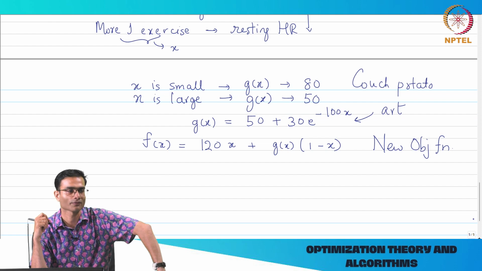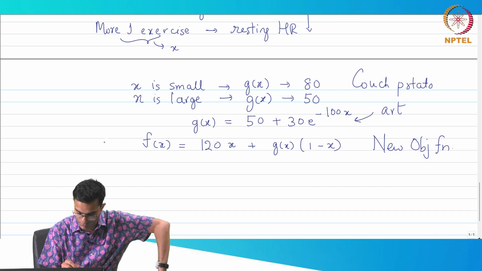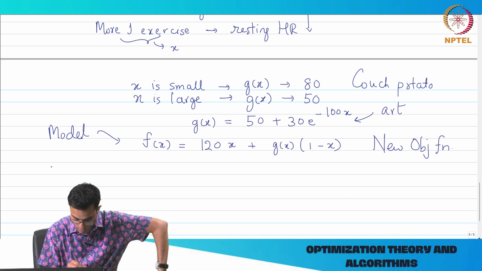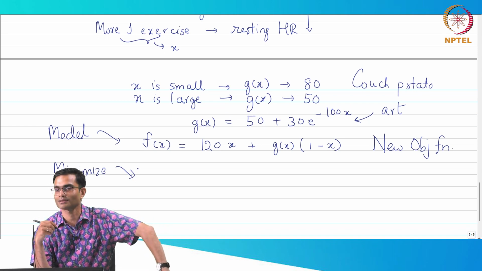This is the number of beats in a day, right? I want to minimize it. So this is the model. Now I want to minimize it. You could solve this problem in class 12. What would you do? f'(x) equal to 0.